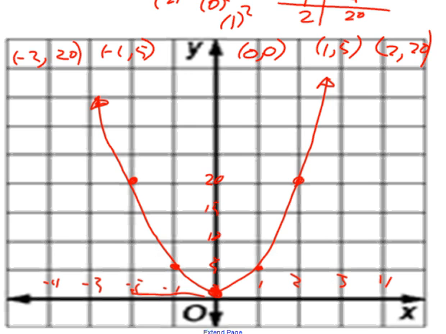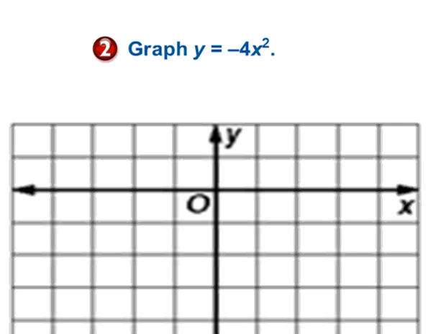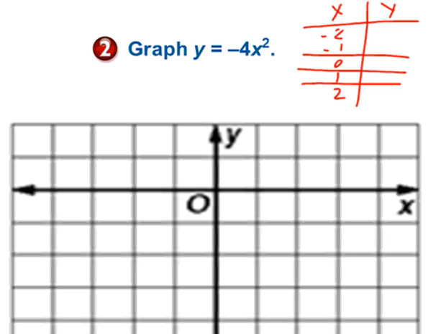All right, let's look at the next one here. Clear off this work. And graph y equals -4 times x squared. Again, I'm going to pick some values of x, calculate the values of y, and see what they work out to be. I'm going to pick some easier ones: -2, -1, 0, 1, and 2. Those points should give me a good estimate of the way this is going to look.